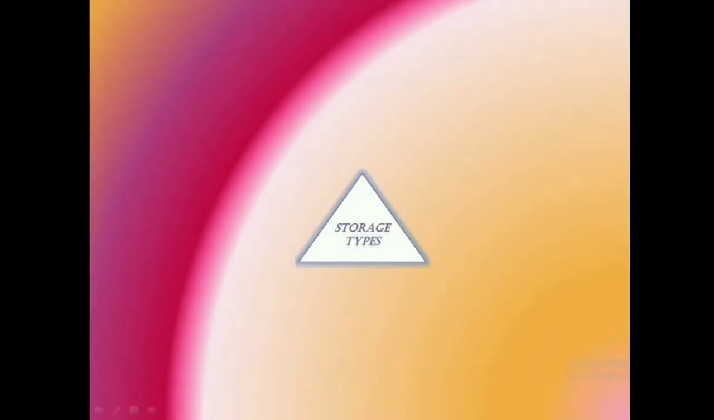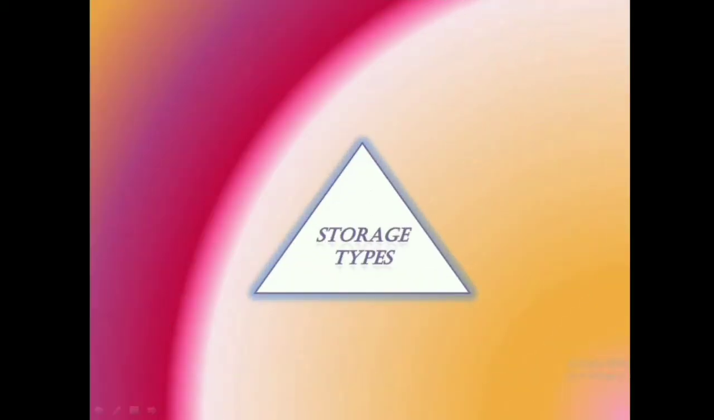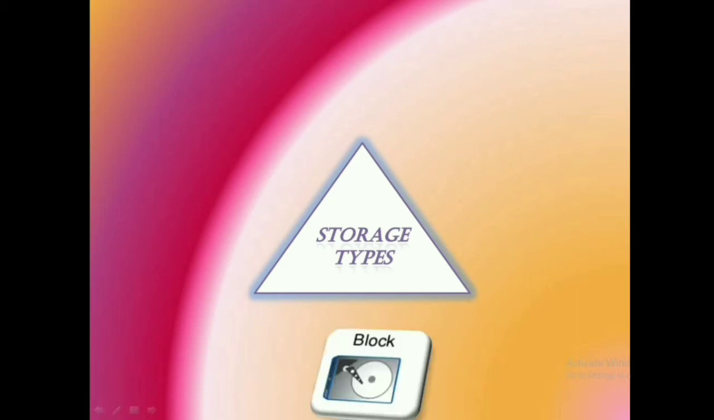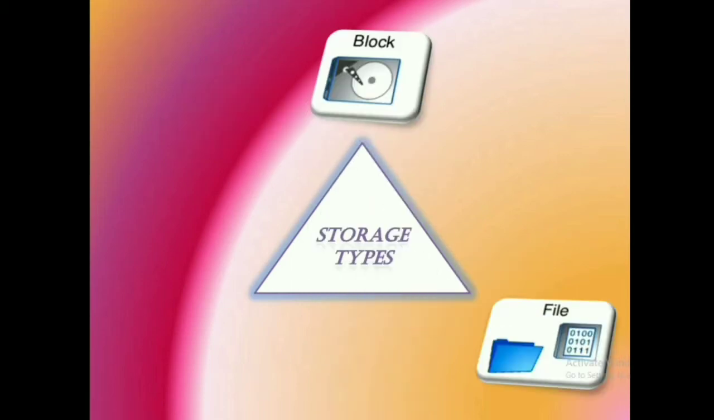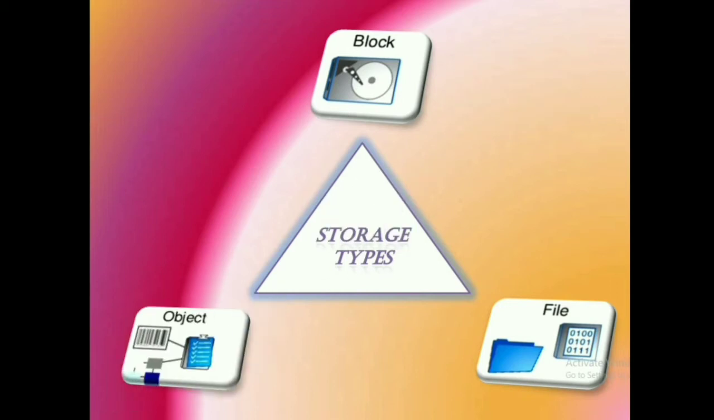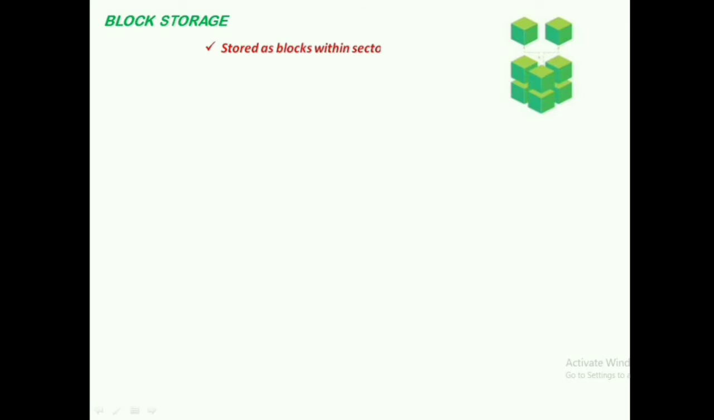Now move to the next topic, that is the types of storage available in AWS. There are three types. The first one is block storage, the second one is file storage and the third one is object storage. Let's see in detail. First is block storage. In block storage, data is stored as blocks within sectors and tracks. Examples of block storage are hard disks and pen drives.